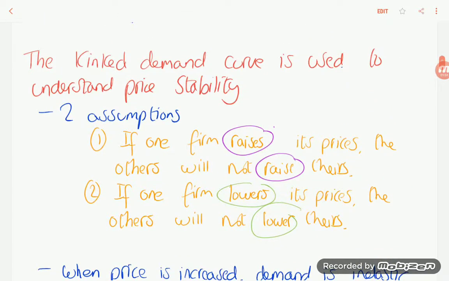You can understand some outcomes from certain oligopolies by playing the game, or playing the game from each firm's perspective. For example, the model of the kinked demand curve illustrates why prices are often quite stable, even in some competitive oligopolies. In the kinked demand curve model, there are two assumptions. One, if one firm raises its prices, then the other firm will not raise their prices. Second, if one firm lowers its prices, then the other firm will also lower theirs.